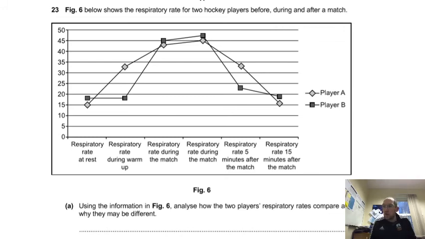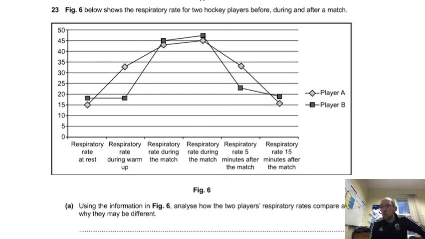So, look at the answers. 1. A has a lower resting respiratory rate, B has a higher resting respiratory rate. A may be fitter than B, B may be less fit than A. 3. A does a warm-up, B does not do a warm-up. 4. A may not be working as hard as B, B working harder than A.